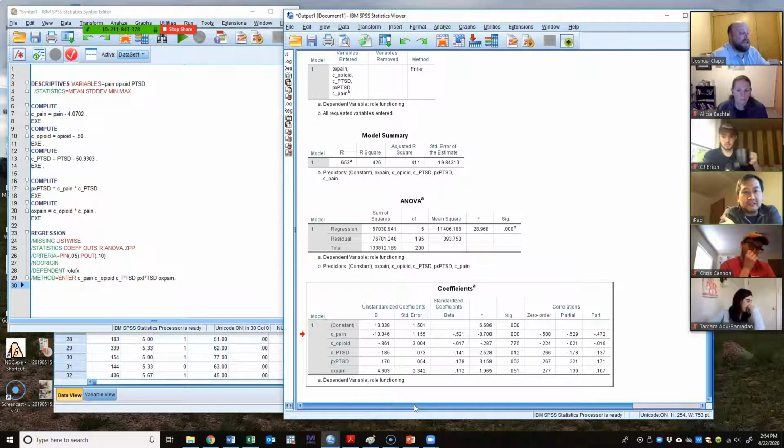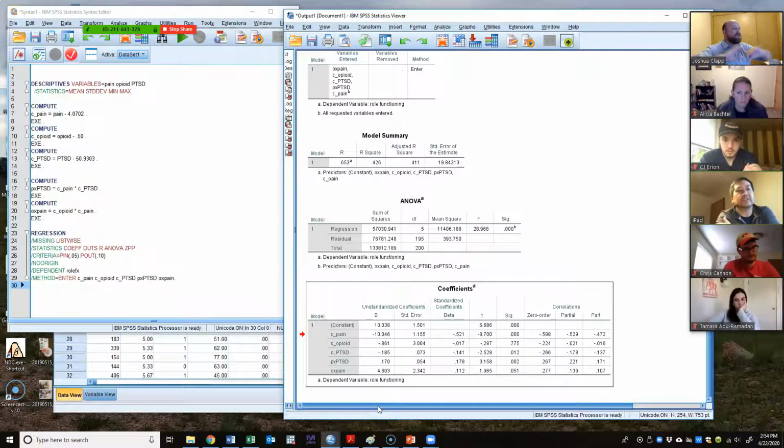But what we can say is, in this base model, I would interpret this as the conditional effect of pain on role functioning, controlling for medication use at average levels of PTSD, or the unique effect of pain on role functioning at average levels of PTSD, controlling for opiate use. Right?